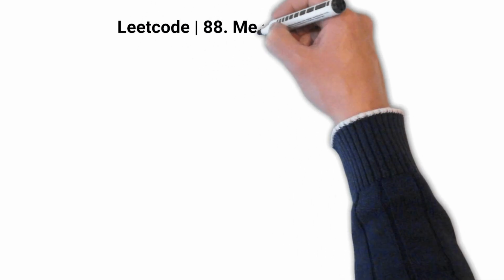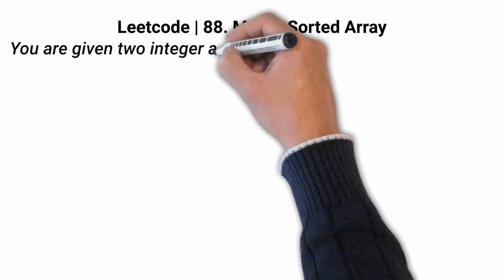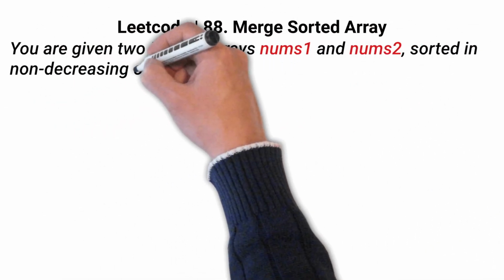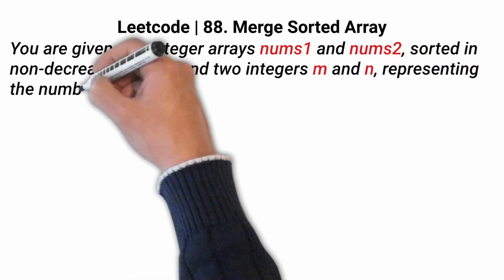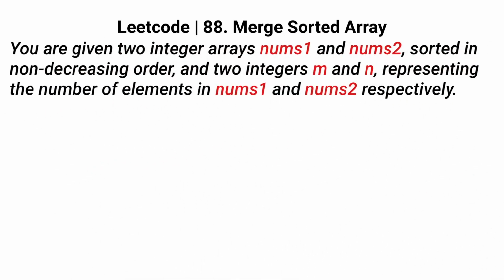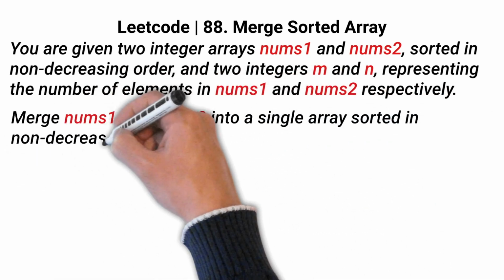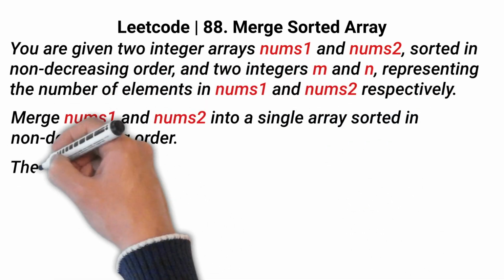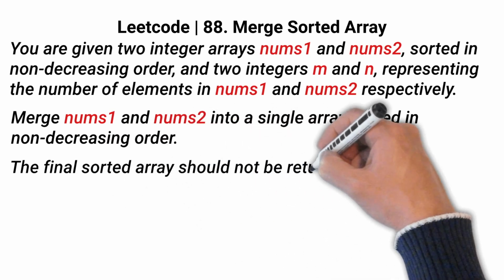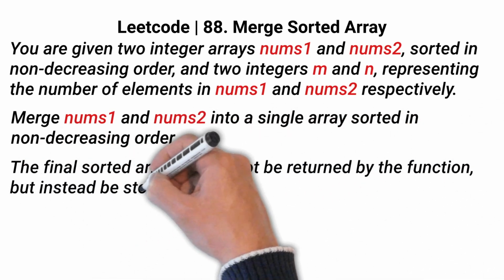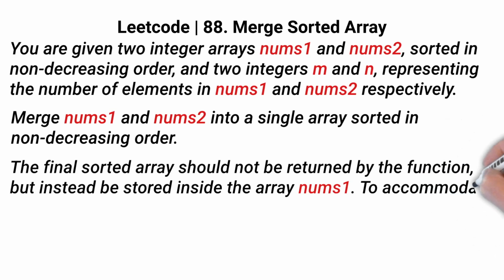Today we're looking at LeetCode question 88, merge sorted array. You're given two integer arrays nums1 and nums2 sorted in non-decreasing order and two integers m and n representing the number of elements in nums1 and nums2 respectively. Merge nums1 and nums2 into a single array sorted in non-decreasing order. The final sorted array should not be returned by the function, but instead be stored inside the array nums1.